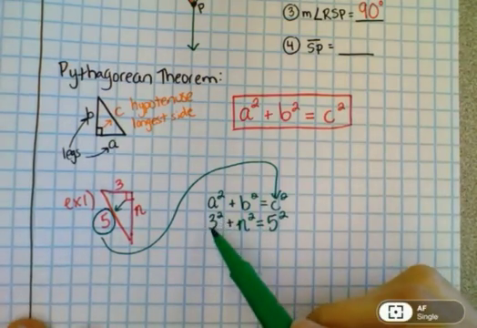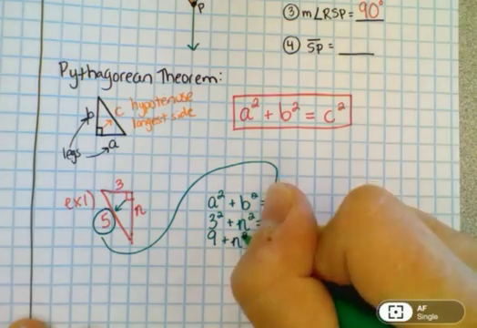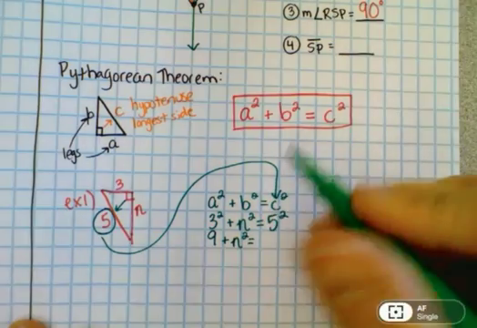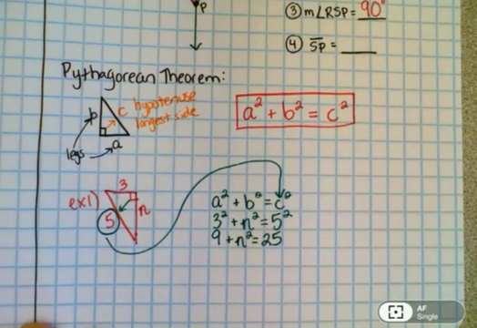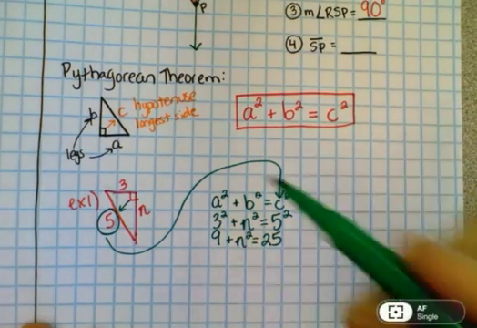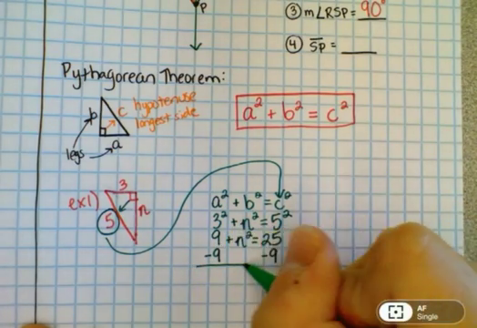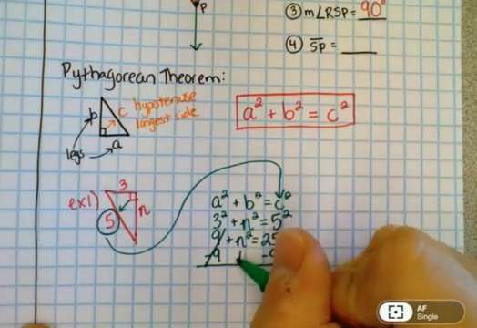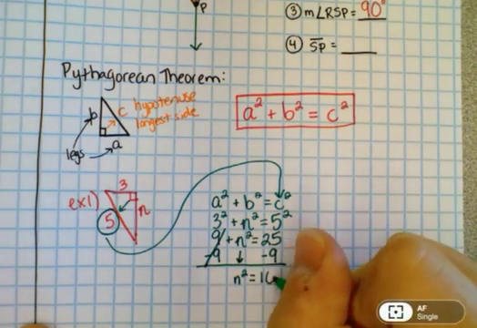So 3 squared means 3 times 3. I'm going to drop this guy down. 5 squared means 5 times 5. And now this is just a regular two-step equation. I do have exponents, but I think you'll probably remember how to deal with that from algebra. So I'll subtract 9 from both sides. That drops. 25 minus 9 is 16.